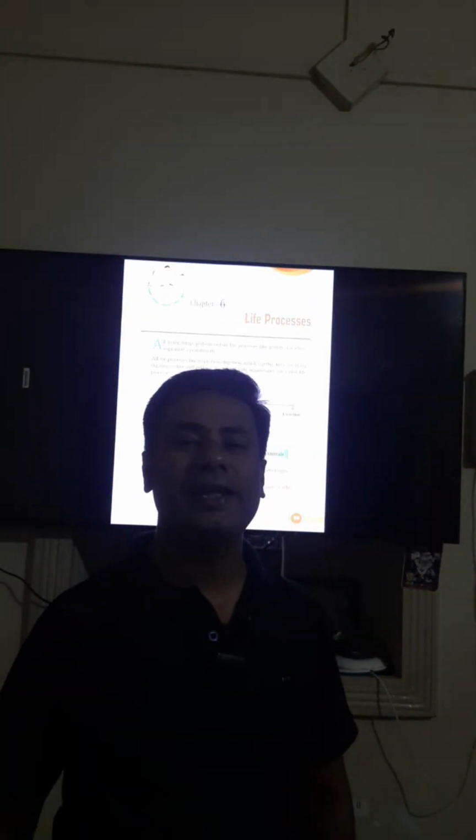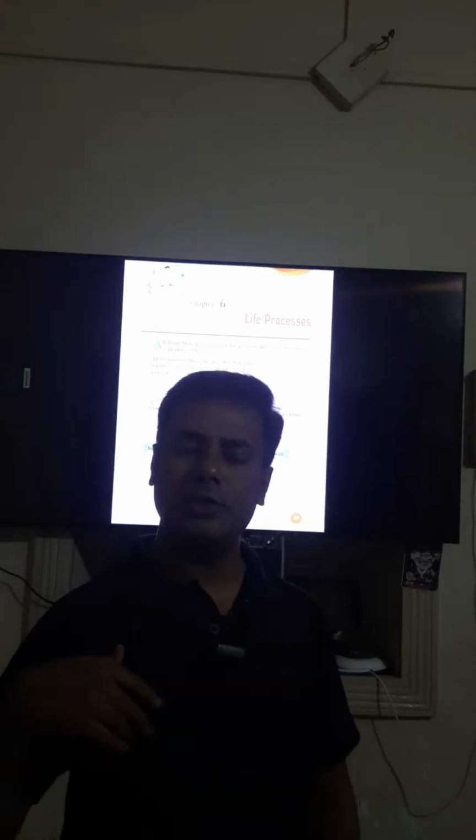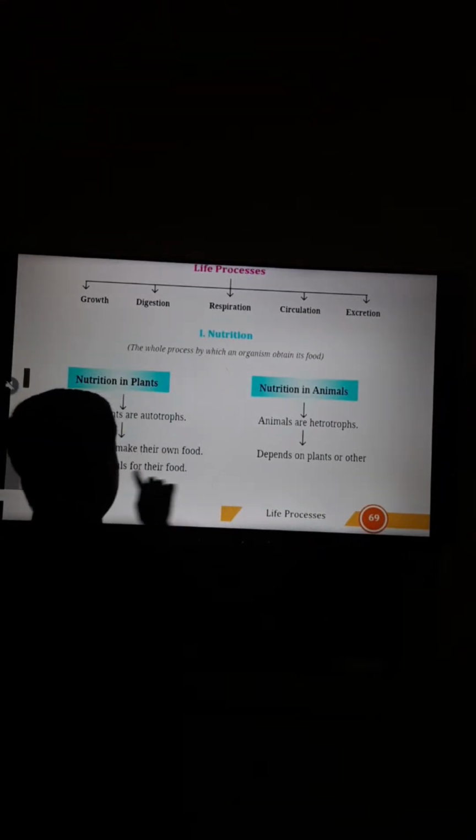Except green plants and a few microorganisms, all organisms are heterotrophs. Heterotrophs means the organisms which cannot prepare their own food but depend on other organisms for food. For example, we are dependent on plant and animal products. We cannot prepare our own food inside our body, so we drink milk, we eat vegetables, fruits and all those things. Not only human beings, all the animals are called heterotrophs. Nutrition in animals: animals are heterotrophs. Autotrophs, the plants, can make their own food, students. Animals depend on plants or other animals for this.